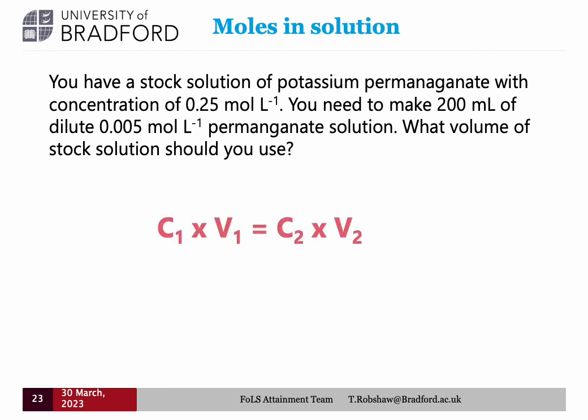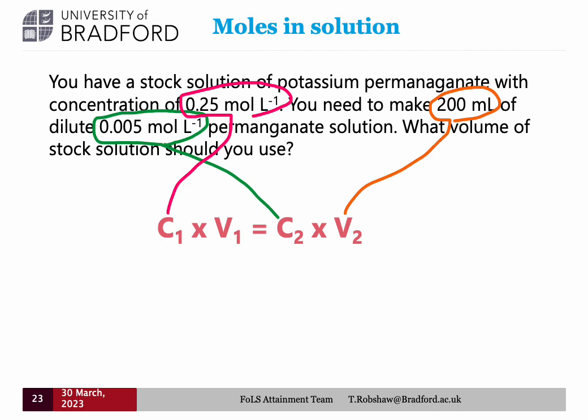So looking at the equation, it's all about identifying the terms with the information that you're given. We know what our 2 terms are for the right hand side of the equation because we're told that the resulting solution should be 0.005 moles per litre and 200 millilitres. So we know C2 and V2. We're also told that our stock solution is 0.25 moles per litre, so we also know C1. Our missing term is V1.